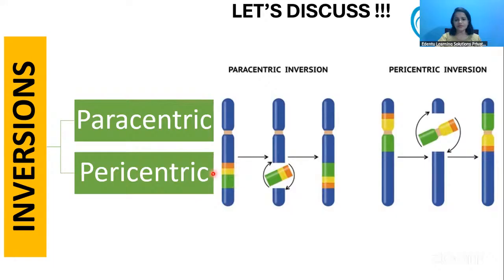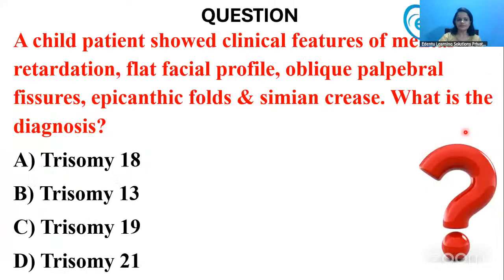If the inversion is not involving the centromere, then it is called paracentric inversion. If the inversion is happening involving the centromere, then it is called pericentric inversion. So these are the two kinds of inversions. One is paracentric inversion, not involving the centromere, and the other is pericentric inversion, involving the centromere also. Okay. Now, next question.